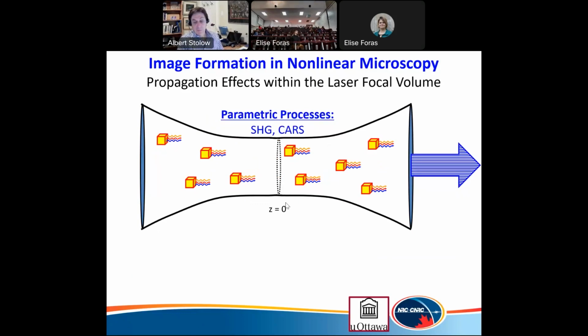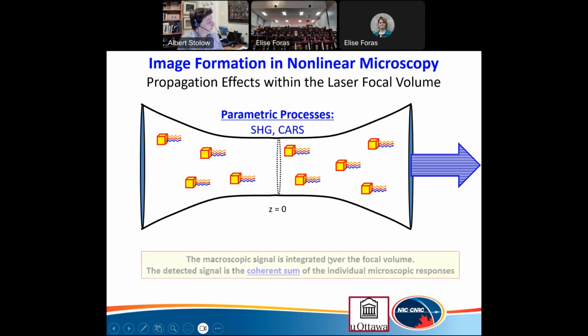I have to differentiate from what are called parametric processes, which are coherent processes, and that would be second harmonic generation, for example, or the CARS technique. In this case, essentially, each molecule is emitting a little bit of a laser beam in the forward direction. You remember this blue color we call the anti-Stokes? It's coherently emitted in the forward direction. And so the signal now is actually the coherent sum over this laser focal volume. And you can see, because it's coherent, a molecule on this side of the focus and a molecule on that side of the focus, they emit the same color and phase. They will interfere with each other. And as you know, interference can be both positive and negative. It can be constructive or destructive.